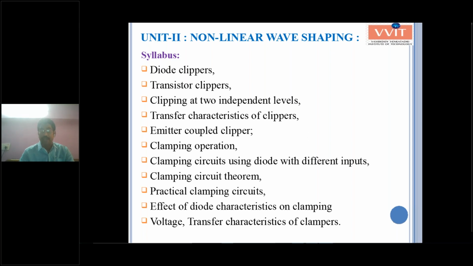So there are different types of clamping circuits, positive peak clamping and negative peak clamping. Then the clamping circuit theorem. Then the practical clamping circuits, the effect of diode characteristics on the clamping voltage, and the transfer characteristic of the clamper. This is the JNTU Kakinada second unit syllabus of pulse and digital circuits.